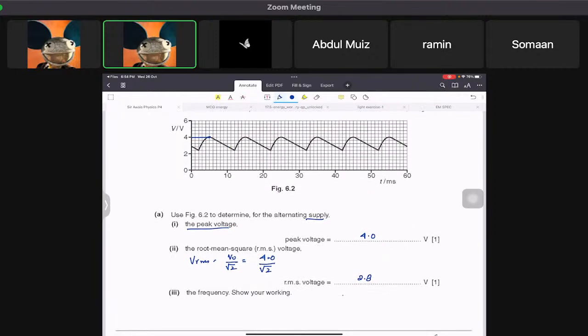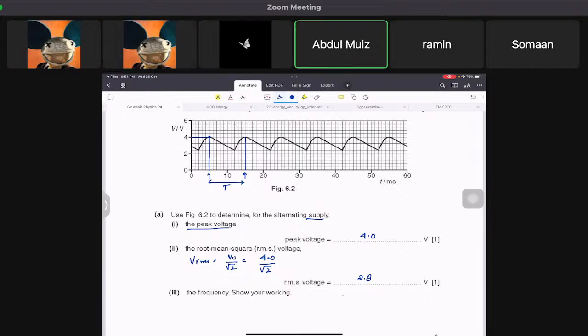It's pretty simple. This wave, basically, this is the start of one wave, and then this is the start of another wave, right? So from here to here, this is the time period. So the time period would be about, I think, 10 milliseconds, right? Do you guys agree? No, wait. It's not 10. My bad.